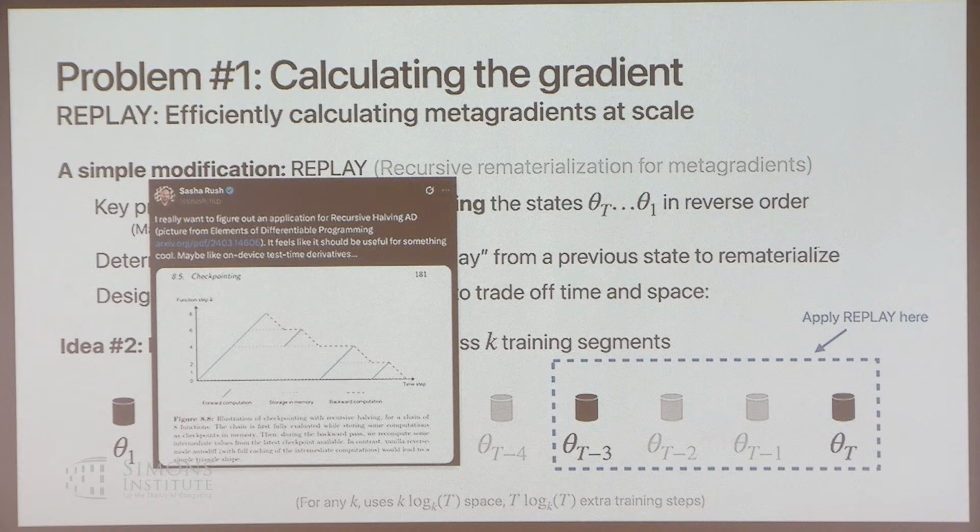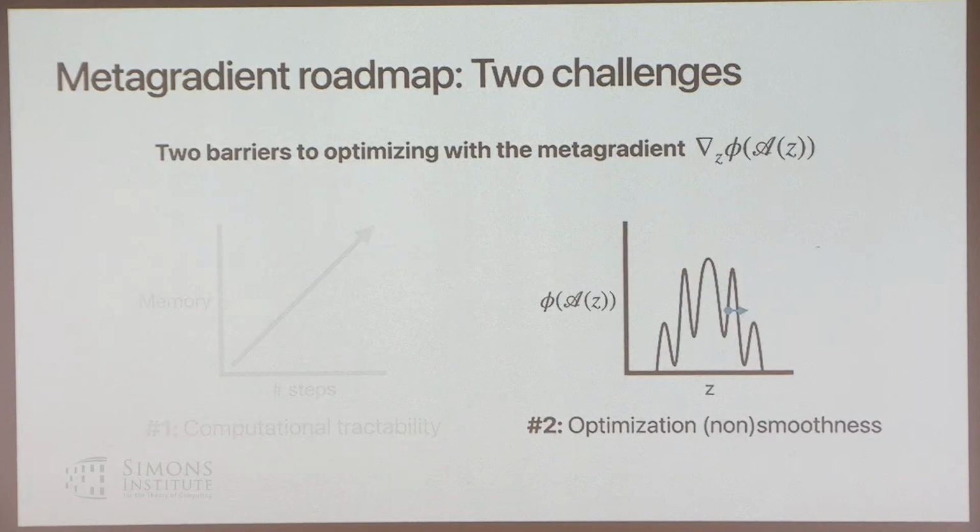OK. So that's basically it for challenge number 1. And this is how we're going to compute the gradient of the final model with respect to the meta parameter z. The final cost is going to be log T space and T log T training steps, which for the model sizes we consider is pretty doable. Okay. Any questions about this before I move on to the next?